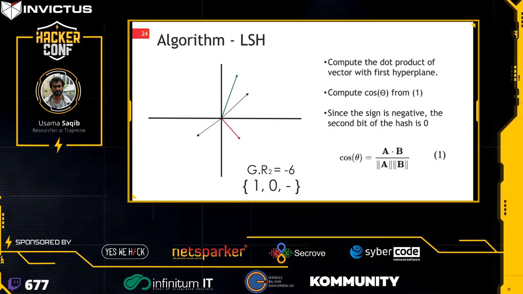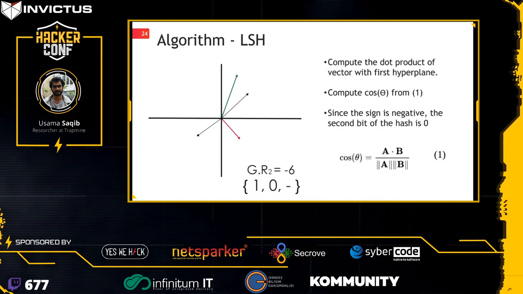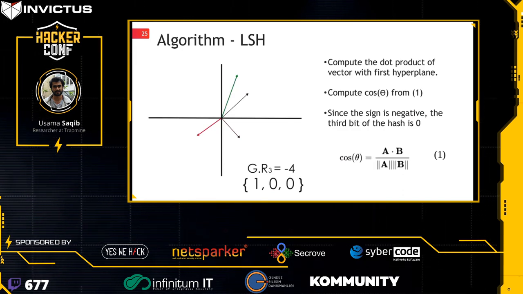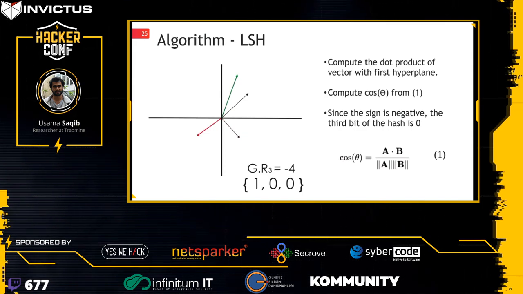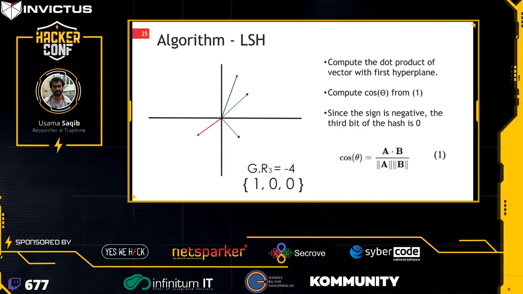We repeat this procedure again for the second hyperplane. In this case, the sign of the cosine of the angle is negative. Therefore, the second bit of the hash is 0. Finally, we do this for the final hyperplane. Again, the sign is negative, and the third bit of the hash is again 0.